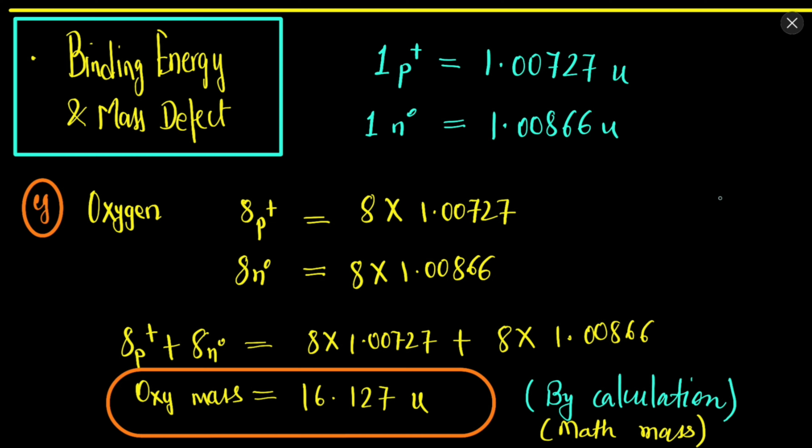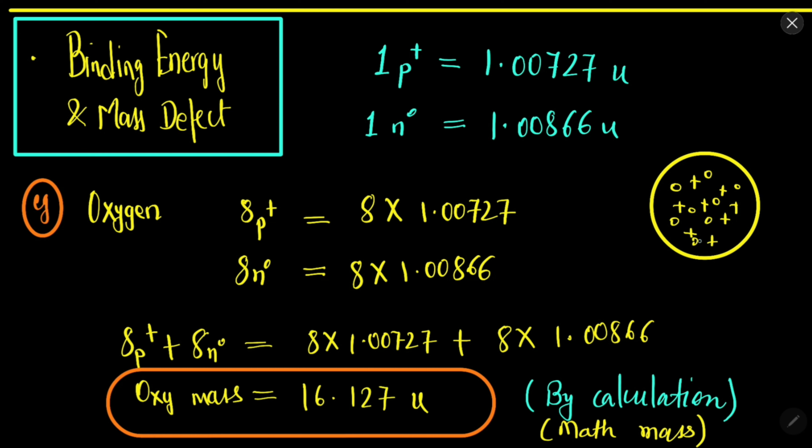The oxygen nucleus consists of 8 protons and 8 neutrons. We are only discussing the nucleus, therefore we will not discuss the electron. So what should be the mass? The mass should be quite easy to calculate. It should be 8 times the mass of the proton plus 8 times the mass of the neutron, and then we add them. This will give us the total mass of oxygen.